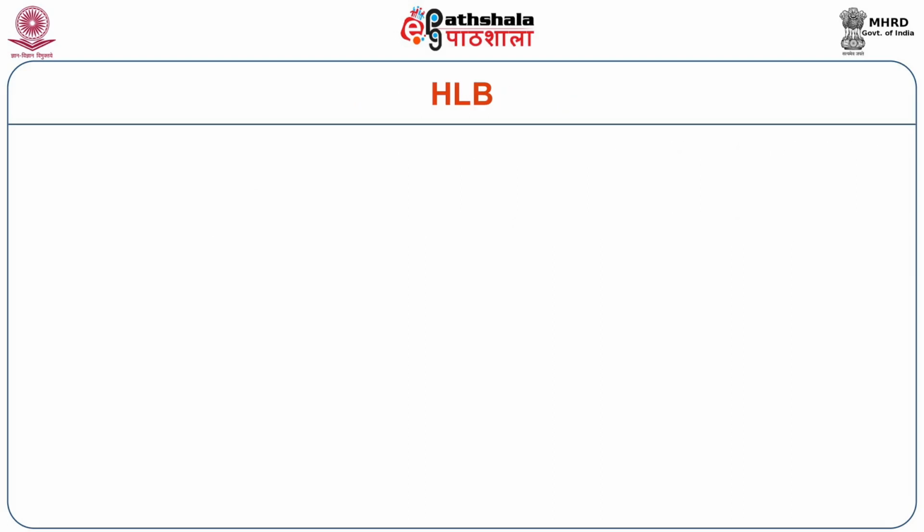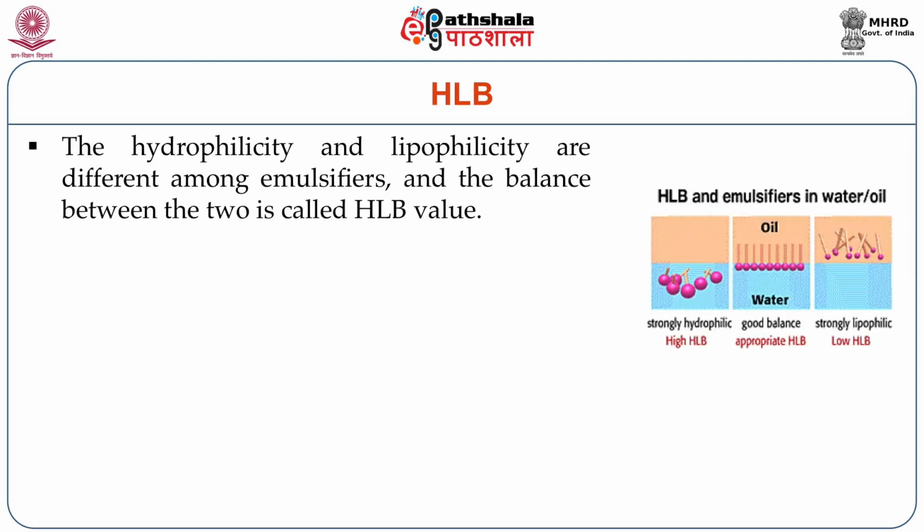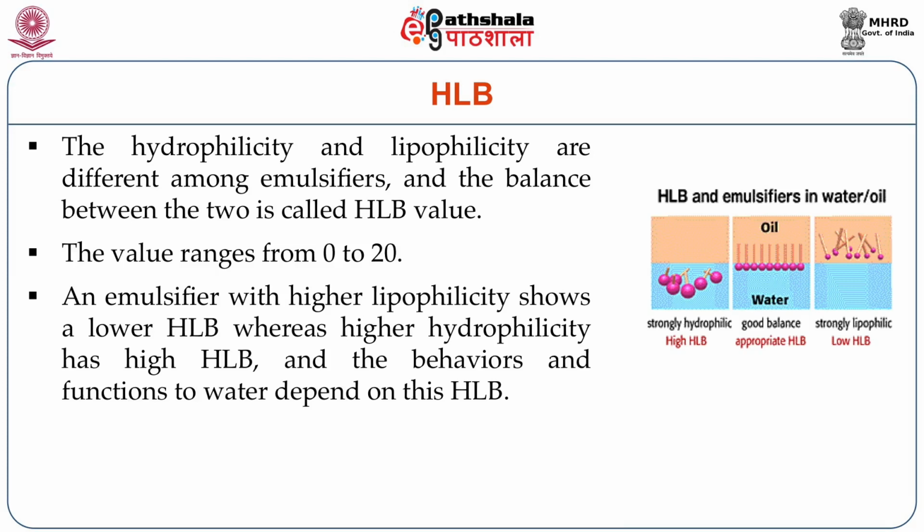Then let us go to the next property, that is HLB. The hydrophilicity and lipophilicity are different among emulsifiers and the balance between the two is called the HLB value. Now this HLB value ranges from 0 to 20. An emulsifier with higher lipophilicity shows a lower HLB value, whereas a higher hydrophilicity has a higher HLB value. And the behavior and functions with water depend on the HLB value.